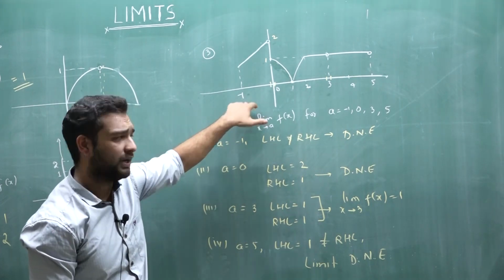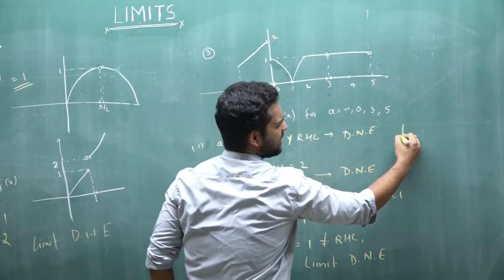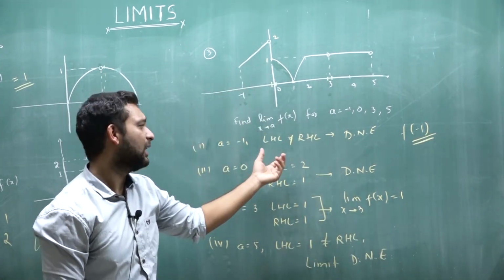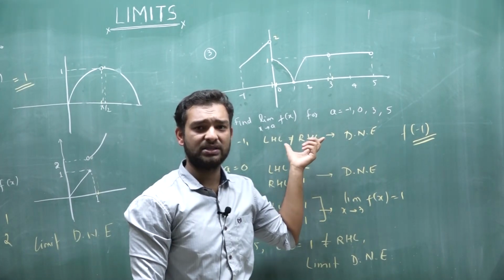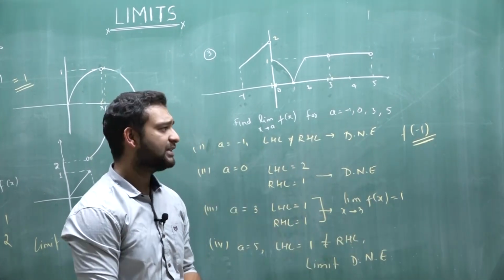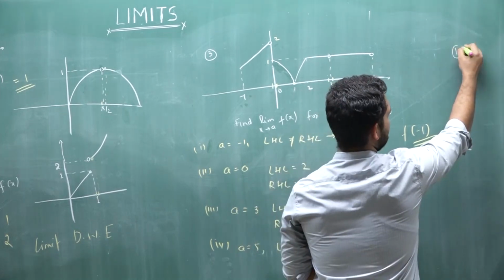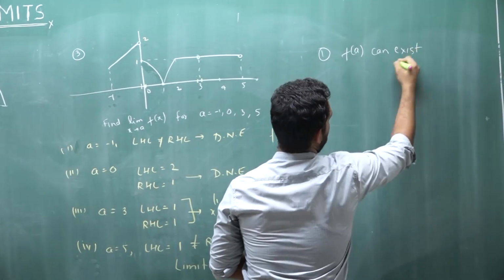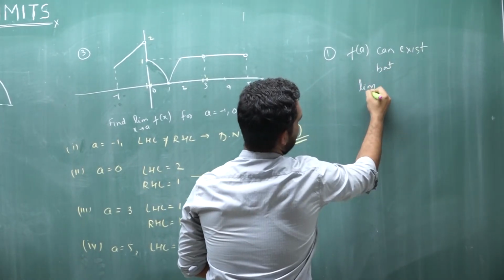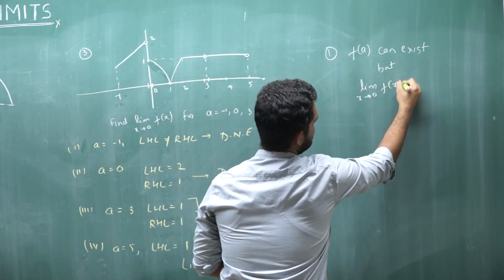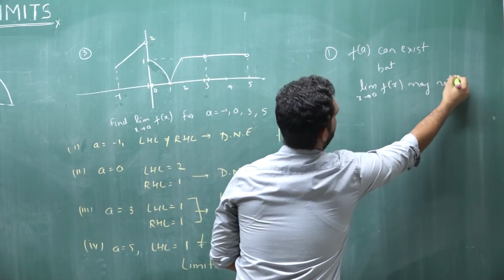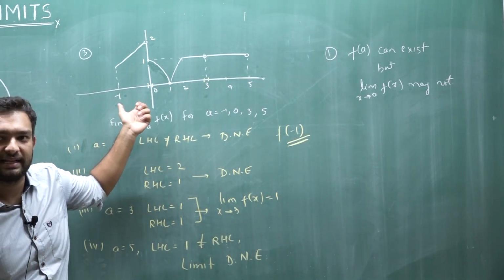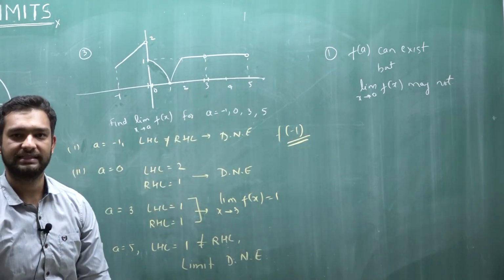Okay, so from this example, I want you to know one more thing. If you look at -1, f of -1 is defined. You know the value at f of -1, but the limit at x is equal to -1 is not defined. So from here, what can we say is, first point, f of a can exist, but limit x tending to a f of x may not, right? If you look at -1, f of -1 is there, but the limit does not exist.